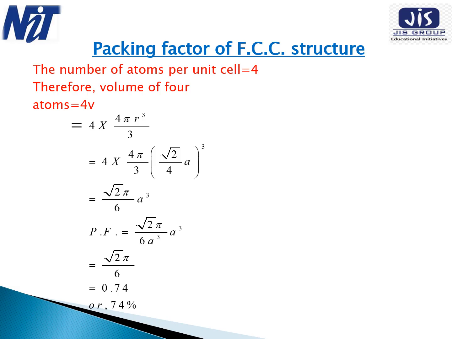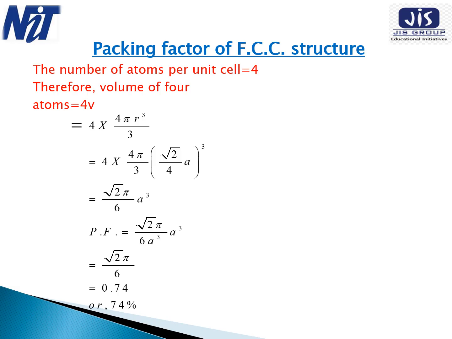The volume of the unit cell will be a cube. So because of that, the packing fraction will be equal to root 2 pi a cube by 6 a cube. Now a cube and a cube will cancel each other, so we will remain with 0.74. In terms of percentage, the packing factor will be equal to 74%.